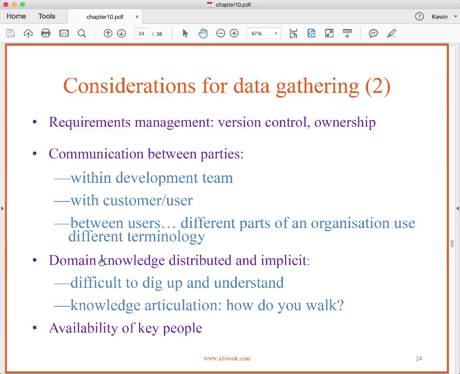Domain knowledge is distributed and implicit. Sometimes it's hard to dig it up and it's hard to understand. So particularly when you are coming in as a designer, as an analyst, and you're coming into a whole new work area, there's a whole new vocabulary. There's a whole new world, you know? And it can be very challenging to understand their world.